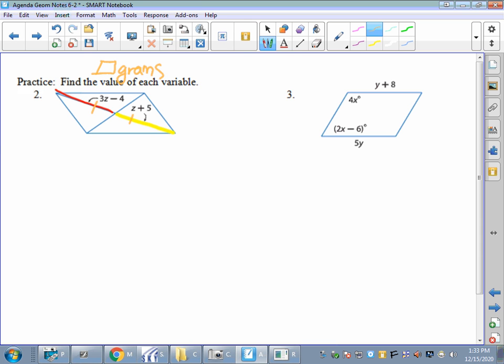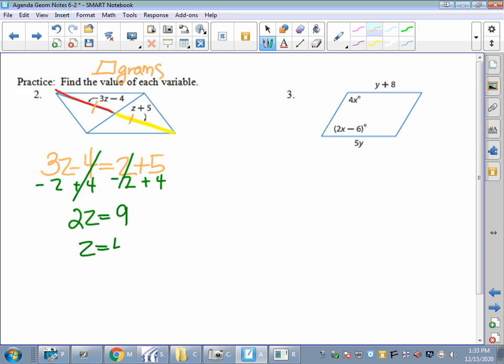But I know that the diagonals bisect each other, so the parts of the diagonals are congruent, I should say that right. 3z minus 4 is equal to z plus 5. So I'm going to do a couple steps at once. Feel free to split it up. I'm going to minus z from both sides and add 4 to both sides, and I'm going to get 2z equals 9. And people feel uncomfortable, but z is allowed to be equal to the decimal 4.5.